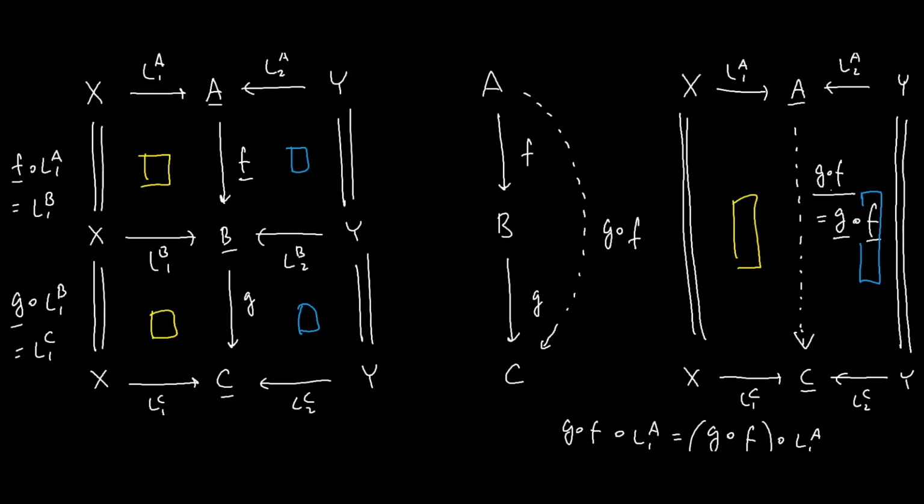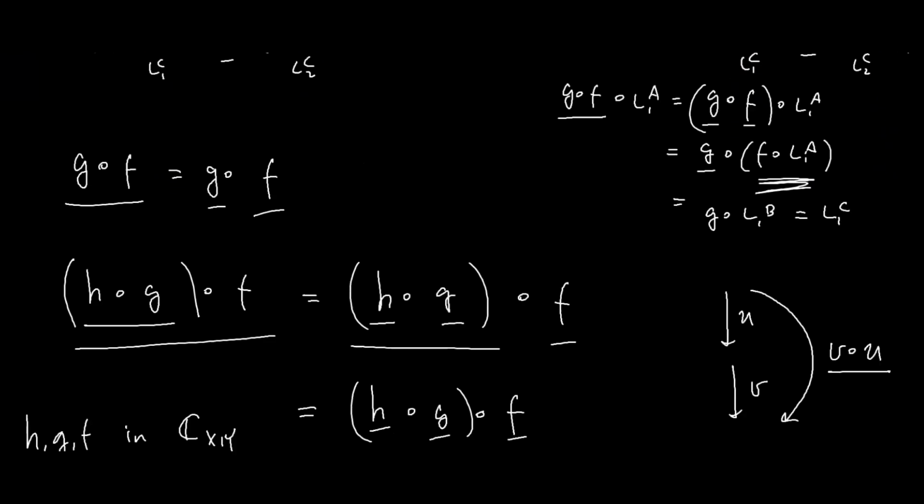We said that we want to define this to be the thing whose underline is given this way. So the composite here is defined as the thing whose underline is G underline composed with F underline. So let's keep that in mind.